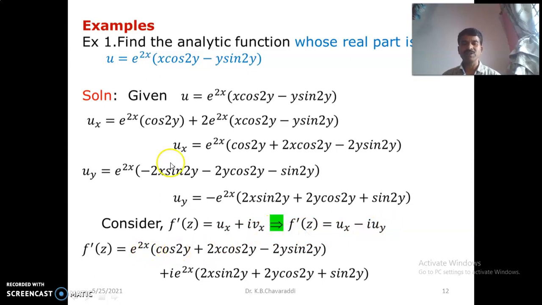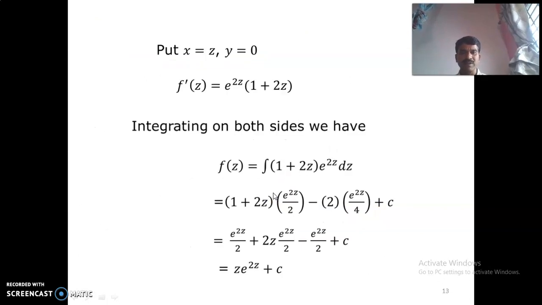You can substitute those relations for u_x and u_y, and finally you get the derivative there. Then you can make use of the Milne-Thomson method by replacing x by z and y by 0, and you get the derivative in terms of z. Integrate that, and after simplification we get f of z.